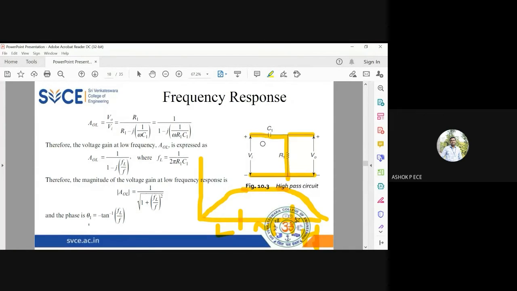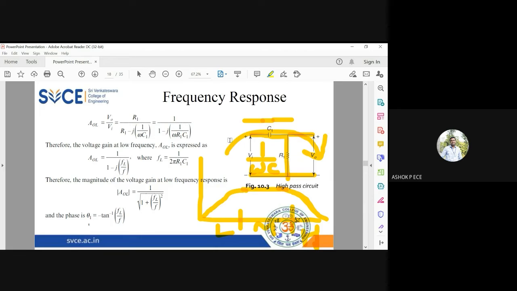The capacitive reactance is given by 1 by omega c. So at low frequency, when omega equals 0, the reactance is infinity, so it will act like an open circuit. Whatever low frequency signal you give will not go to the other end because you have an open circuit here. When omega equals infinity, 1 by infinity is 0, and the capacitance will behave like a short circuit. So whatever input you give, it will reach your output.